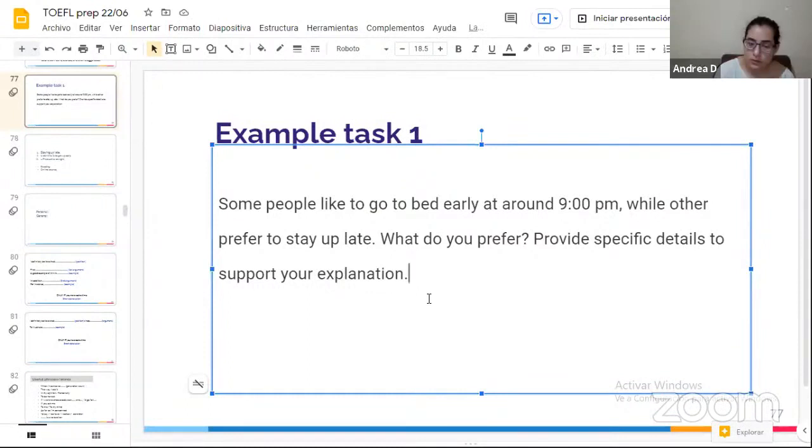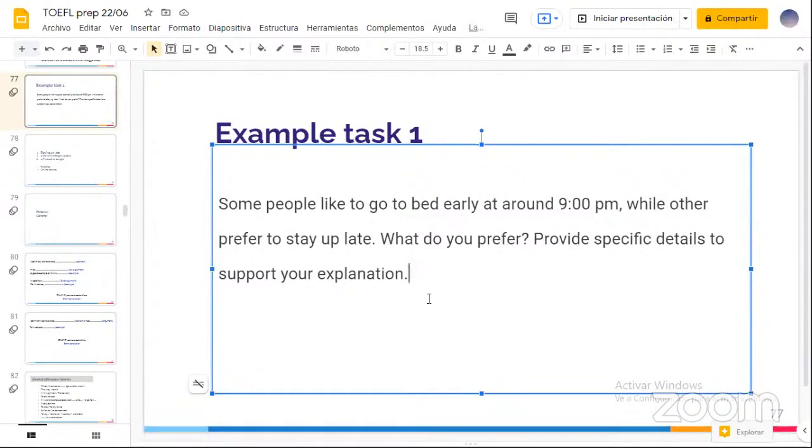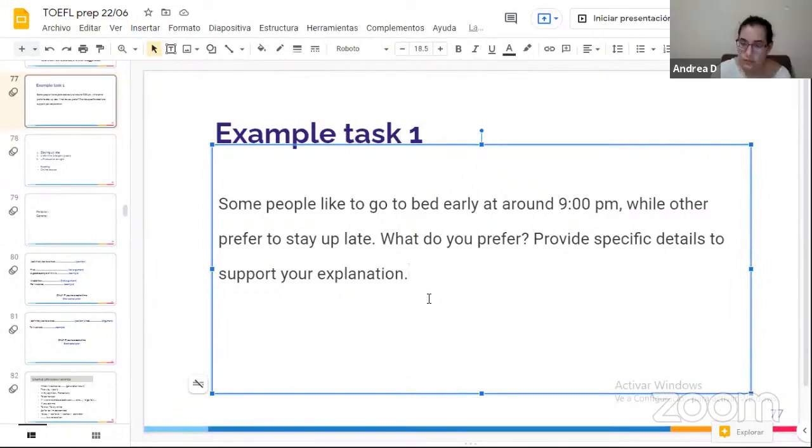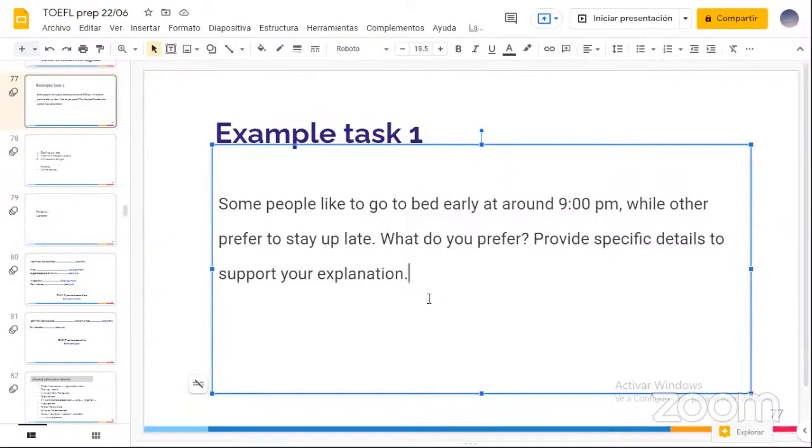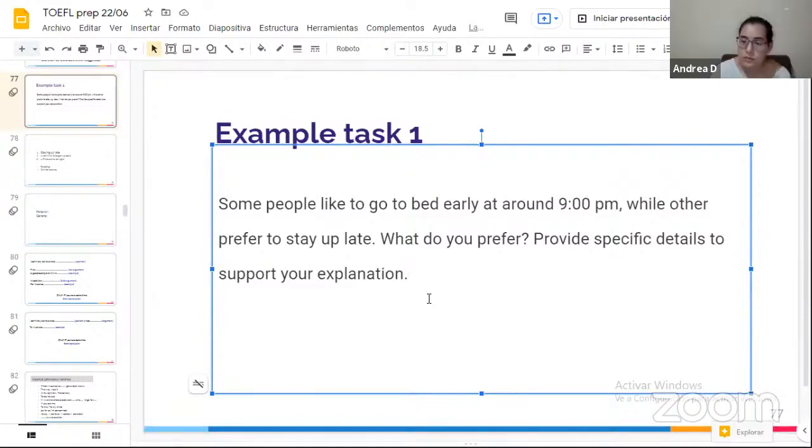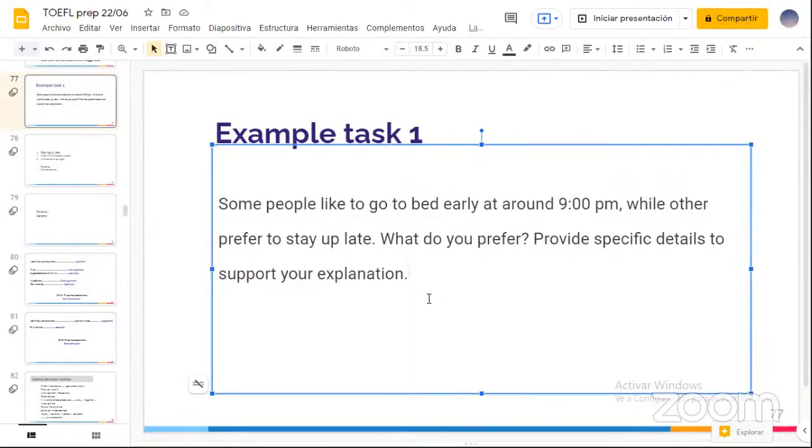First of all, I like to go to bed earlier, at around 9 p.m. or 10 p.m., because I feel that the next day I can organize my time better and take advantage of my time, and also I can do a good job in all my activities. So I think that it's better to go to bed early, at around 9 p.m., because it's good for our health.